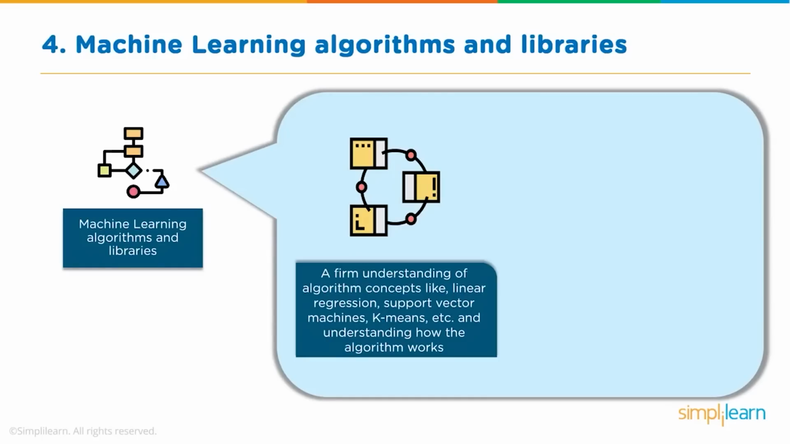And so when we look at machine learning algorithms and libraries, you need a firm understanding of algorithm concepts like linear regression, support vector machine, k-means, etc., and understanding how these algorithms work. This is kind of a rehash of some of the other things we saw earlier, and this is the vocabulary. You need to know this vocabulary. You need to know when you're looking at a linear regression model versus just a regression model, what's the difference? You can't just throw one into the other. Well, actually you can, but if you do, you don't get as good of a result, and then you waste a lot of time messing with the wrong thing.